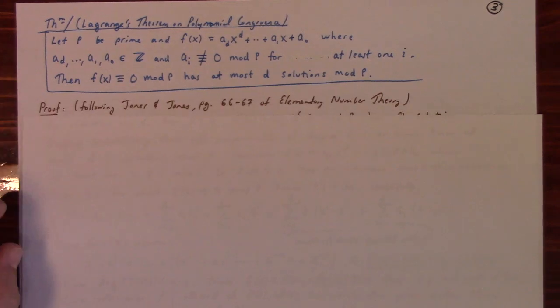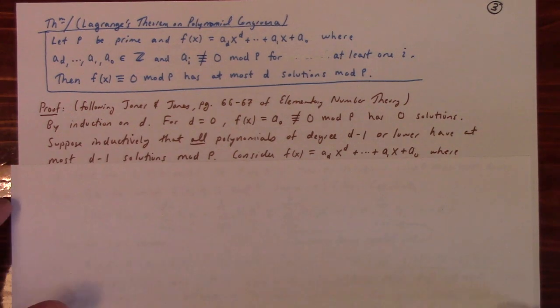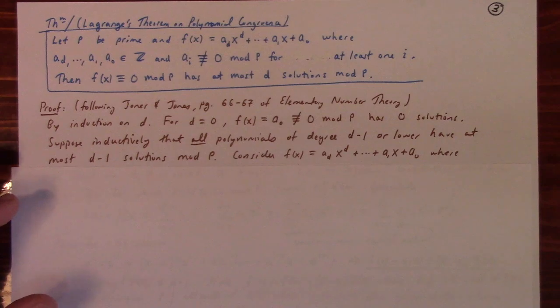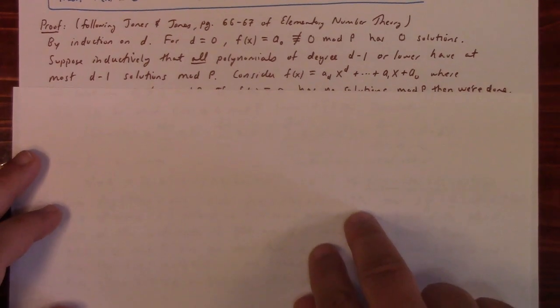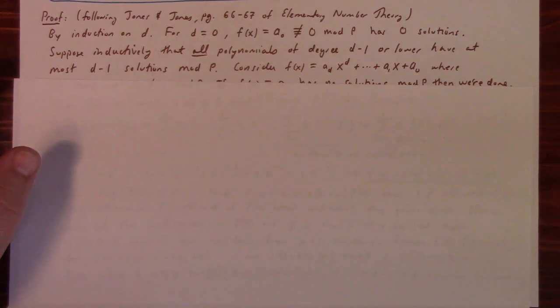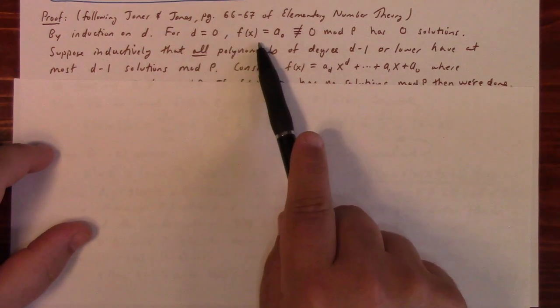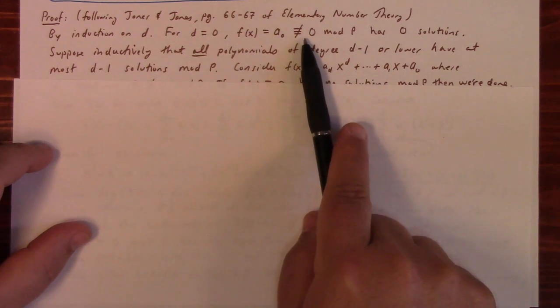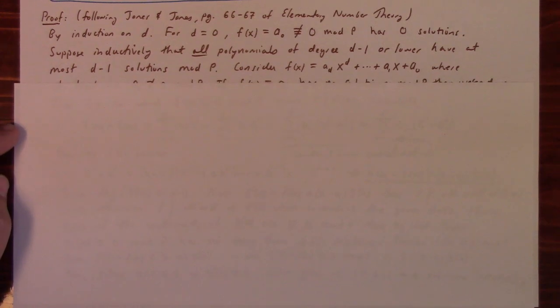So here's the proof. And I'm following Jones and Jones, pages 66 to 67 of their elementary number theory book, which has largely inspired these lectures. All right, but I did intend for these lectures to stand independent of that book, so they do, I think. Anyway, so it's by induction on d. First of all, for d equal to 0, if a sub 0 is not congruent to 0, then it has no solutions, which is the theorem, because it has less than or equal to 0 solutions.